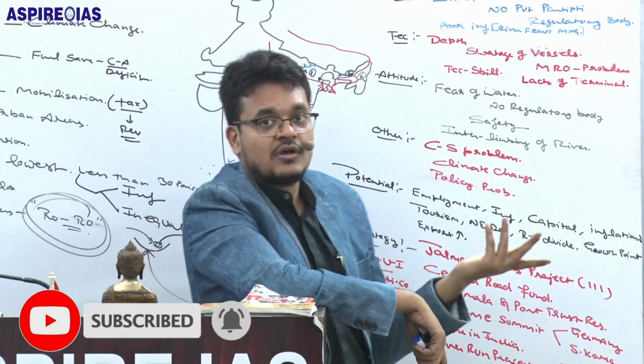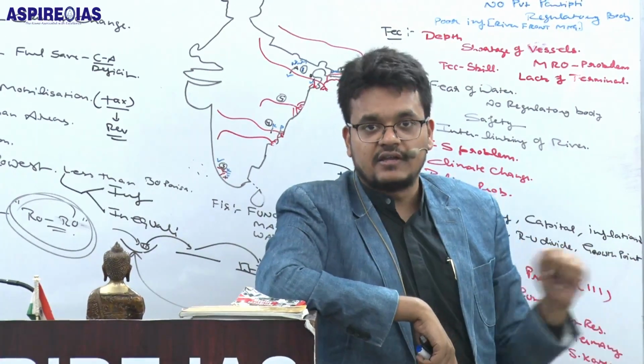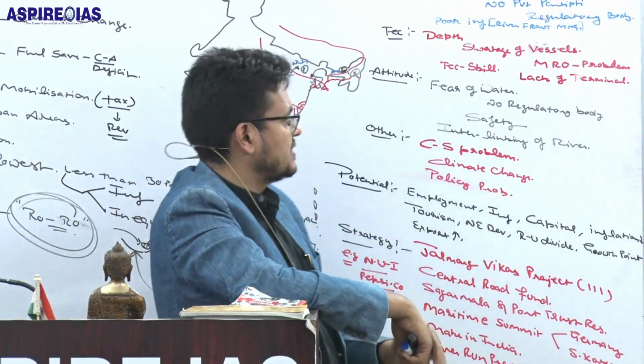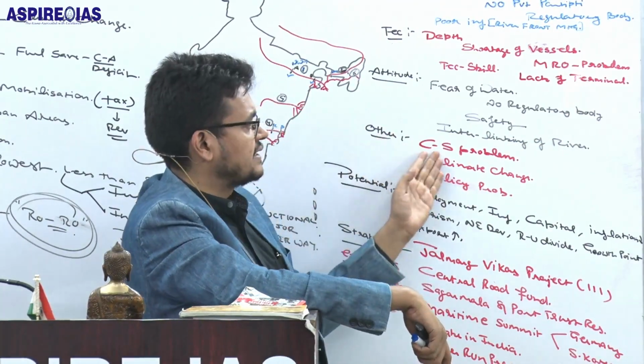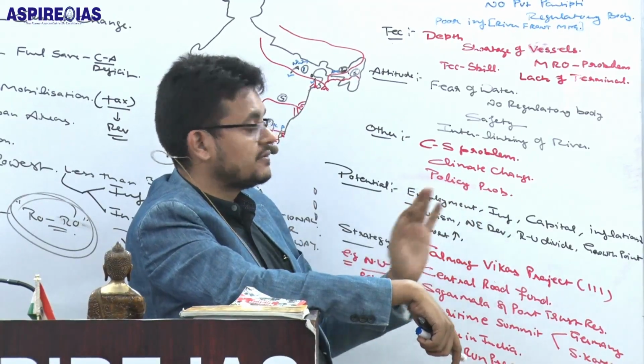Safety is the issue. Nowadays you hear that a particular ferry drowned in river water because of overcapacity. So there is no safety protocol in the river waterways. And interlinking of rivers is another problem. Other problems are the center-state relationship, water sharing, climate change, and policy problems.